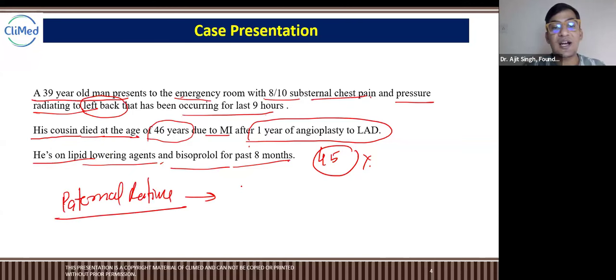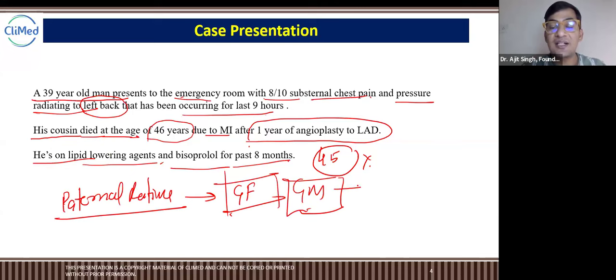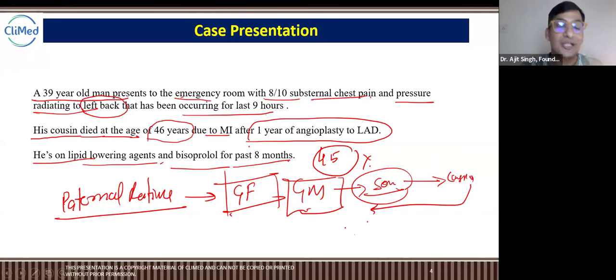Paternal relative means his grandfather's. Maybe his grandfather or grandmother from that side had the same symptoms or the same problem, and it came to the son, or his father, his uncle, his aunt, anyone. And then it went to the cousin, and similar problems he's having right now. So this is the blood relation. A cousin is a blood relation. So immediate blood relation, family history is very important to consider, in the majority of things, especially in cardiovascular problems.